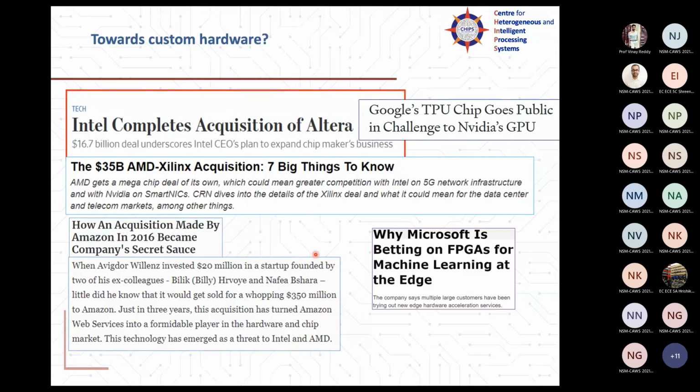And even Microsoft is talking about FPGAs, and it's not just talking about it, it's deploying FPGAs in data centers. It is deploying FPGAs in edge equipment, etc. Right? So FPGAs are programmable hardware that are very suitable for custom hardware acceleration. Custom application acceleration is very much doable, feasible, and viable through the use of FPGAs.